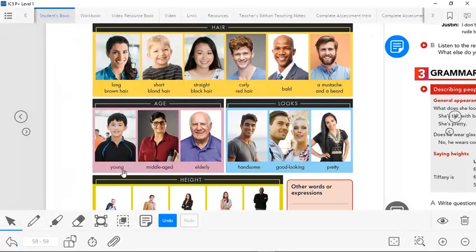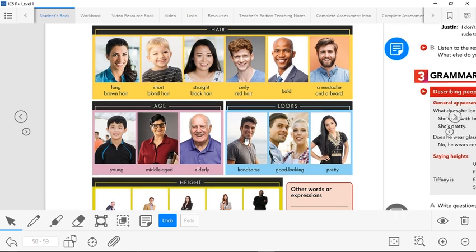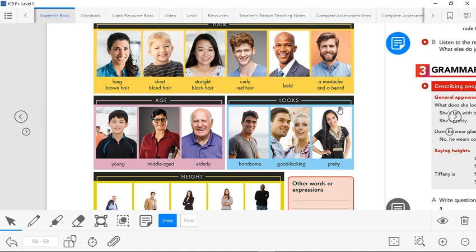With age, we have young, that is small, like a kid. We have middle-aged, that is 40s, well, 30-somethings, 40-somethings. And elderly, like 70s, 80s, 60s, 90s. This is elderly, as we saw before. We have the looks. He is handsome. They are good-looking. And she is pretty. If you say he is pretty, it will be rude or will not be correct. And if you say she is handsome, that will also be incorrect. Handsome for men, pretty for a woman, and good-looking for both of them. You can say that he is good-looking, and you can say she is good-looking. Both of them are correct.